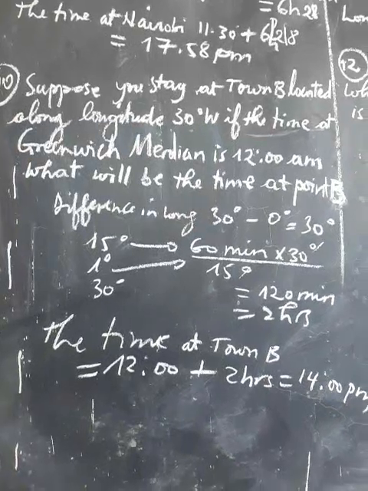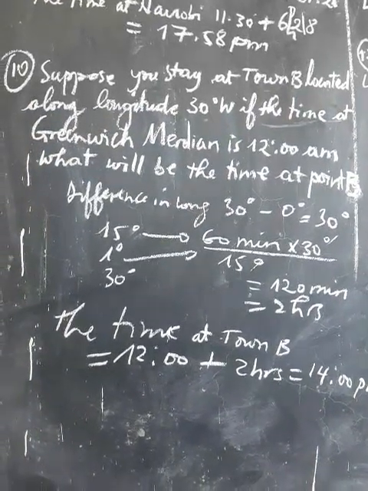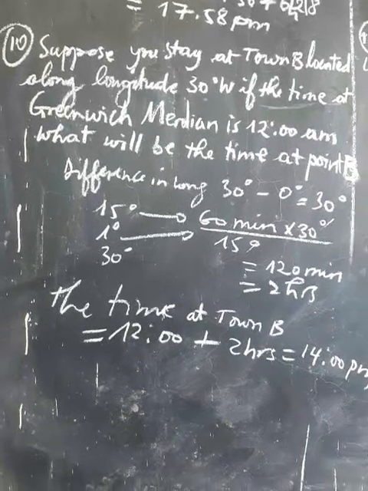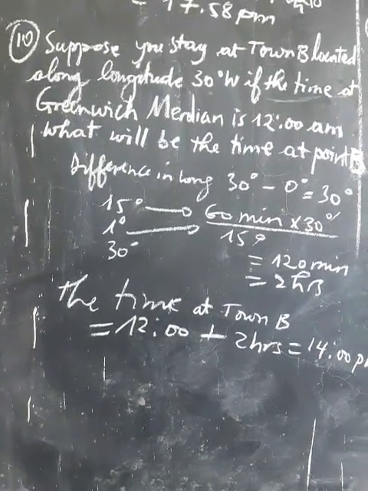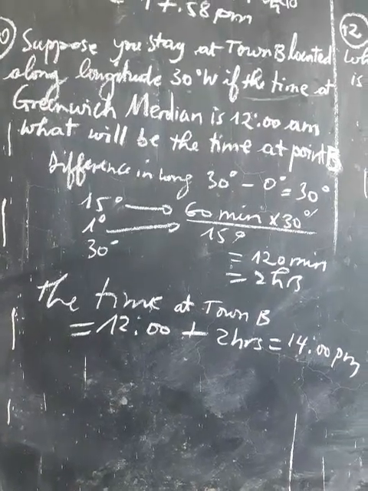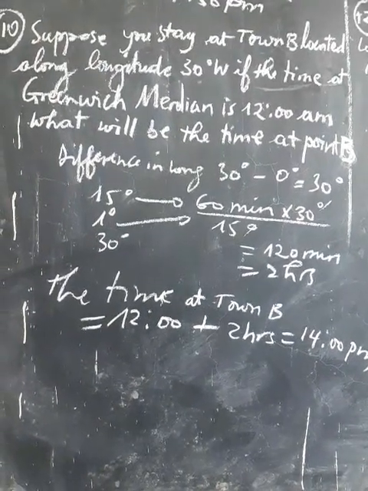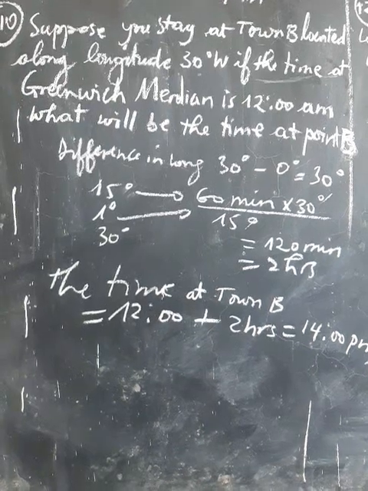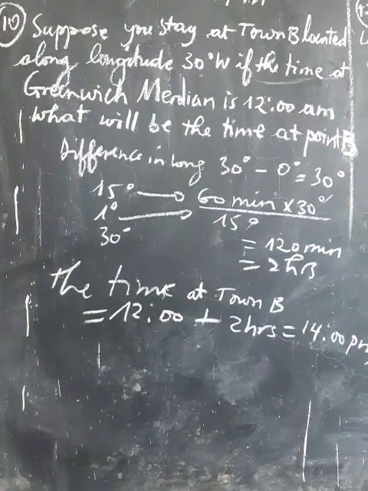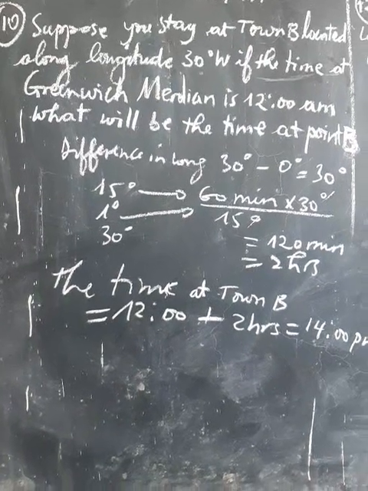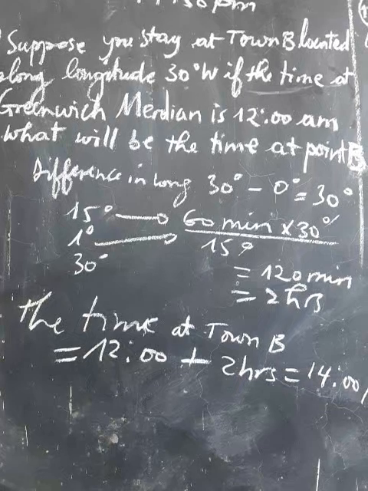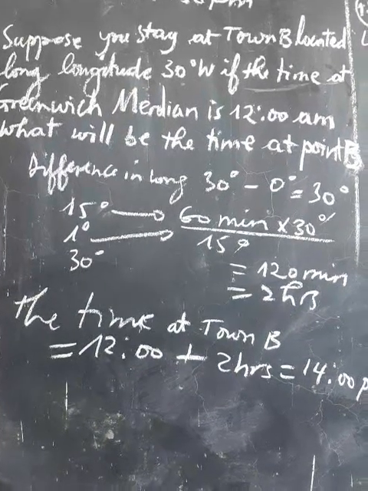Welcome again to this episode of Physical Geography, where we are still talking about calculations on time and longitude. We reach question number 10. Suppose you stay at town B located along the longitude of 30 degrees west. If the time at Greenwich Meridian is 12 a.m., what will be the time at point B? So we first find the difference. We first look at the difference in longitude.